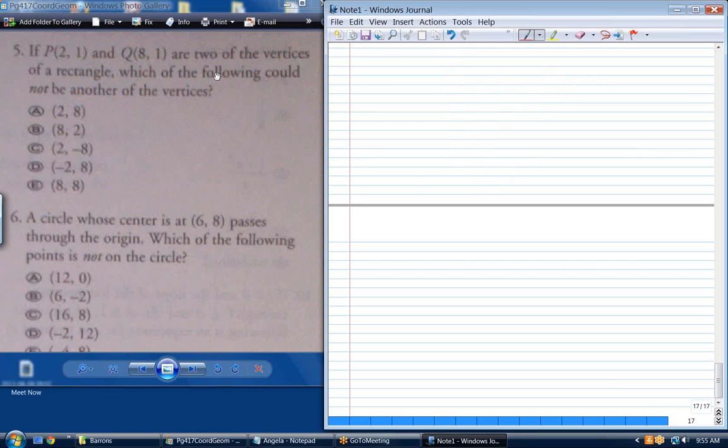Okay. If P and Q are 2 of the vertices of a rectangle, which of the following could not be another of the vertices? Well, this looks to me like it definitely might require a picture.